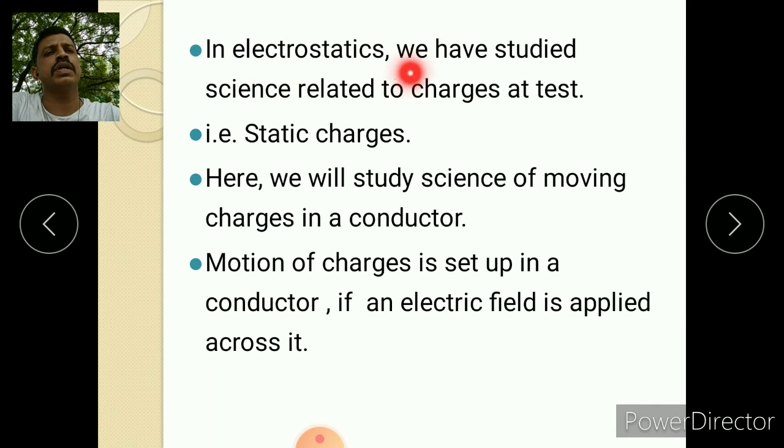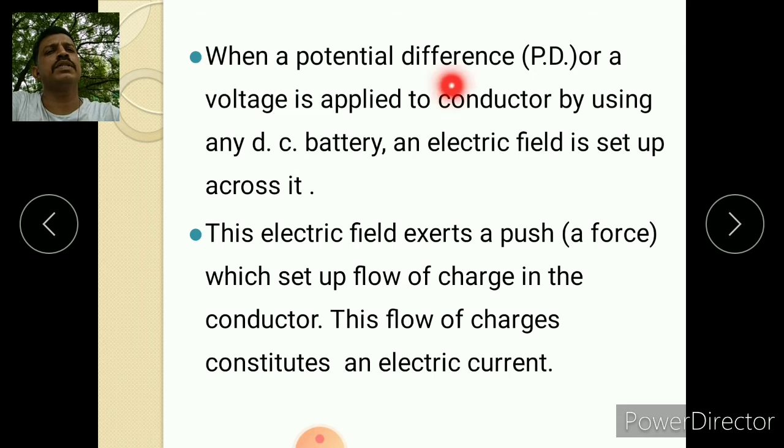In electrostatics we have studied the science related to charges at rest, that is static charges. Here we will study the science of moving charges in a conductor. Motion of charges is set up in a conductor if an electric field is applied across it. When a potential difference or a voltage is applied to a conductor by using a DC battery, an electric field is set up across it. This electric field exerts a force which sets a flow of charge in the conductor. The flow of charges constitutes an electric current.